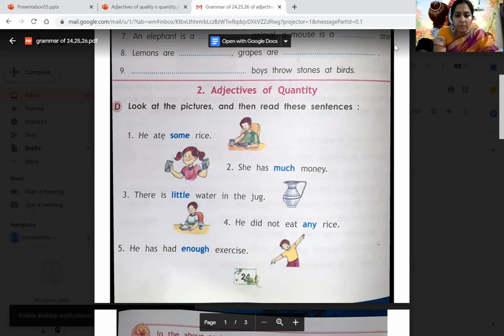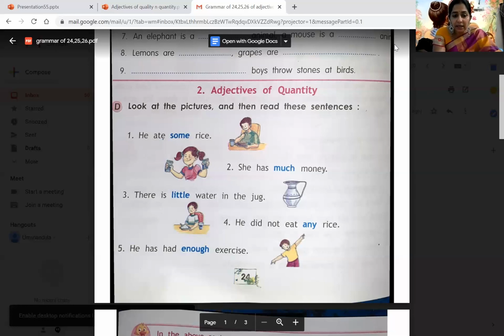He ate some rice. We can't count how much rice he ate, right? We say, "I ate some rice." I ate nothing means I didn't eat any rice. We say it like that, right? So here, some, much. She has much money. Don't know how much she has, but we understand that she has a lot of money, right?